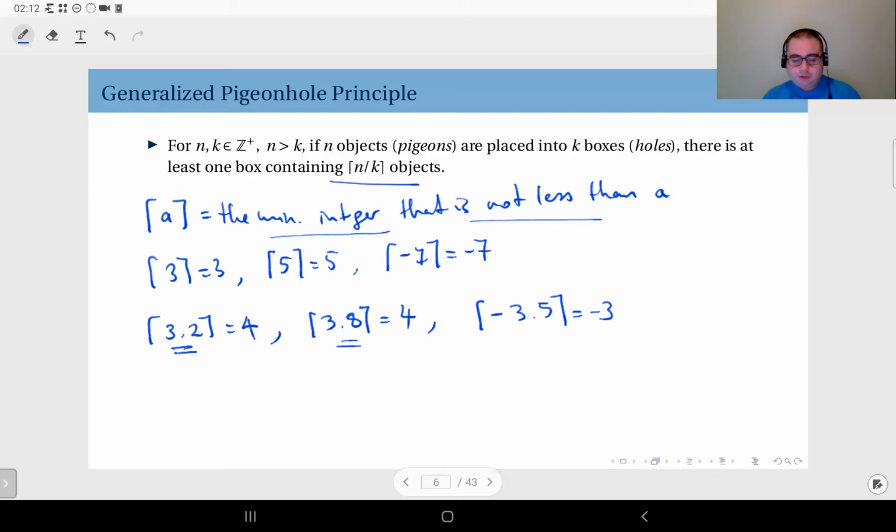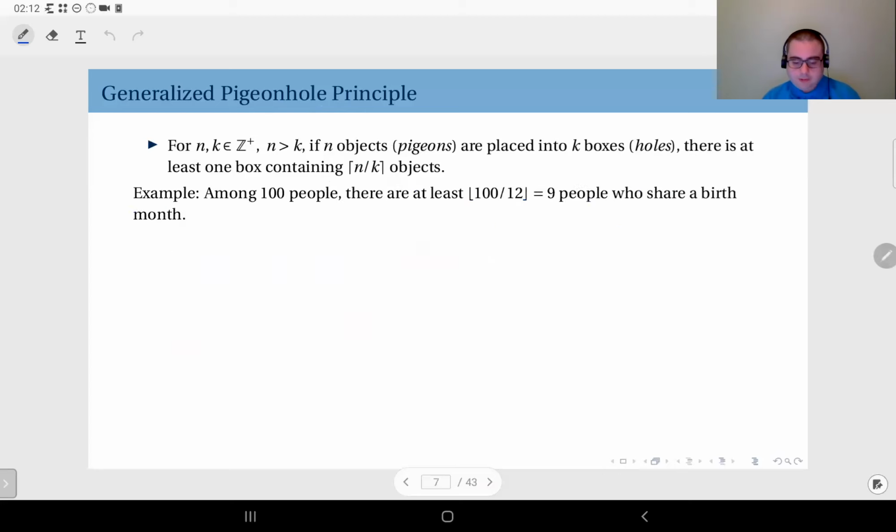So the generalized pigeonhole principle states that if you have n greater than k objects, where k is the boxes, and you distribute them into k boxes, you will have at least one box containing the ceiling of n over k objects. Again, let's see this on an example.